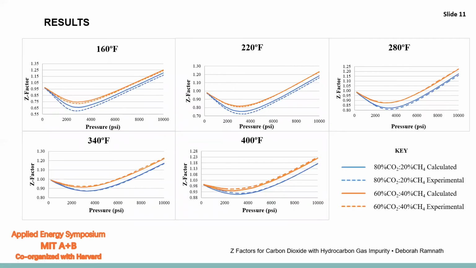Here we see graphs for each of the temperatures investigated for mixtures 1 and 2 of Z factor versus pressure. The solid lines represent calculated values, while dashed lines represent experimental values. From these lines, we can see that similar trends are observed for both calculated and experimental values.